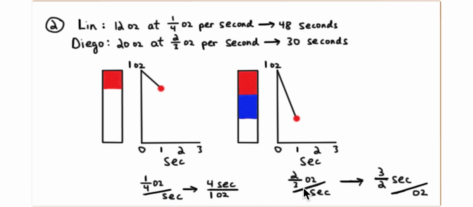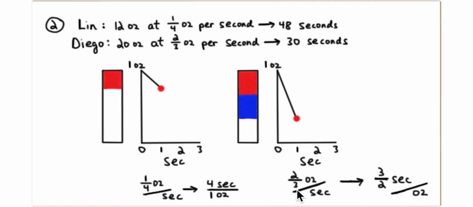Same thing here. This is 2/3 of an ounce per second. So in this 1 second, he drinks 2/3 of an ounce. Well, how long does it take him to drink 1 whole ounce to get down to the bottom here? Well, you can see it's going to be 3/2 seconds. This is 1 second, and so this is half of a second, and this is half of a second. So it's going to be 3/2 seconds. So it's going to intersect right here at 1.5 or 3/2.